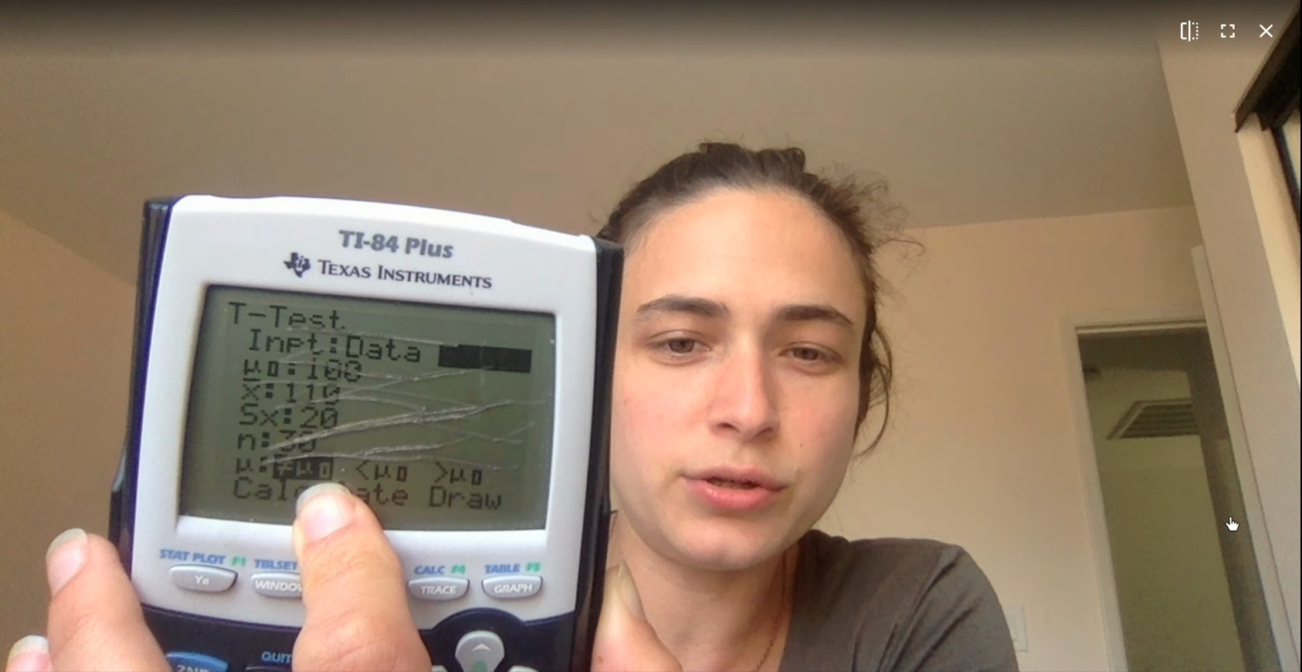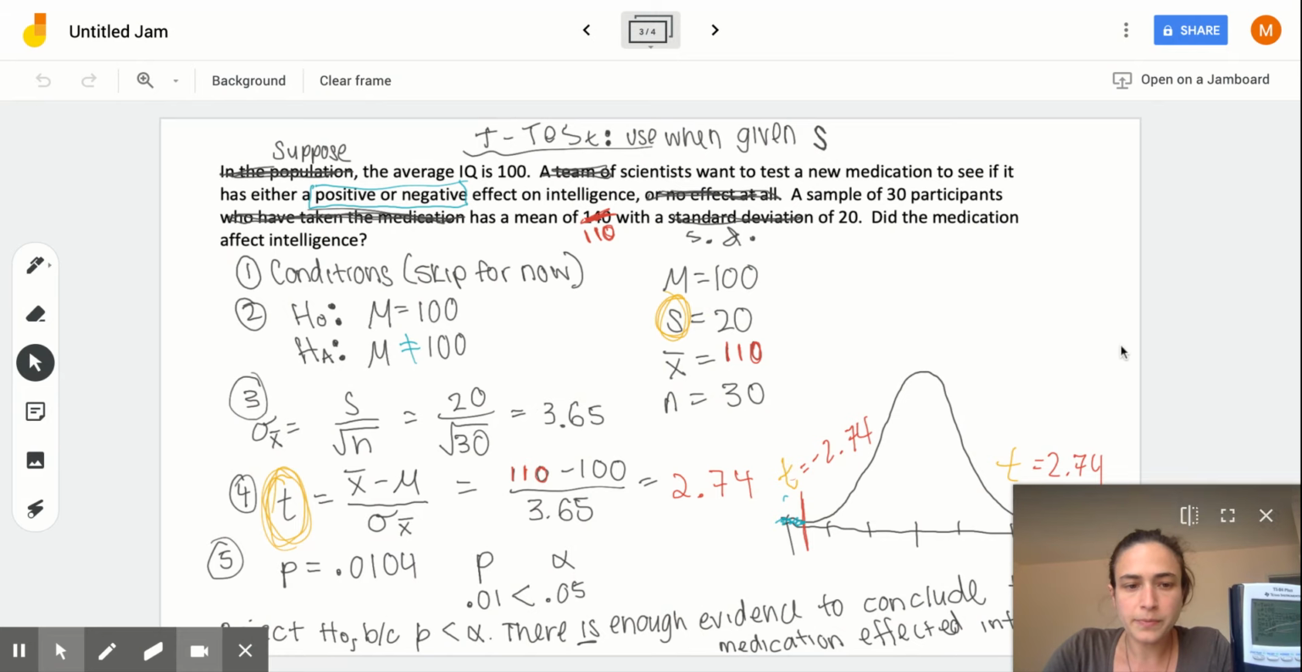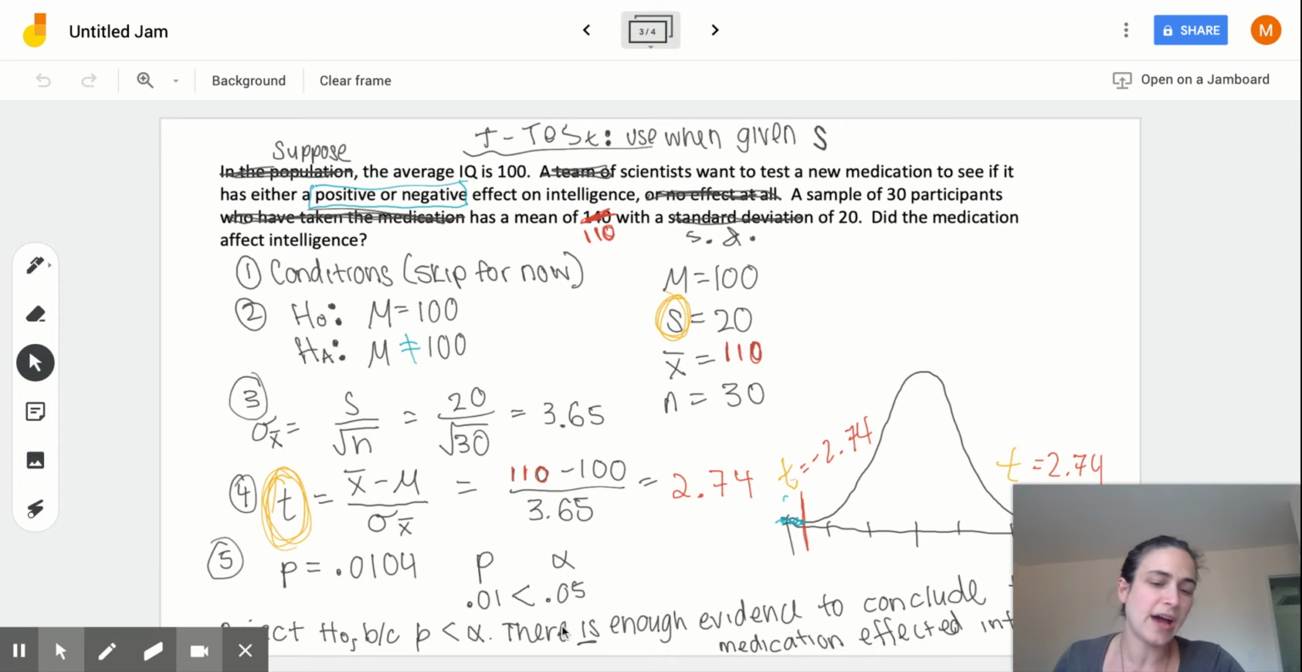So you just have to indicate which way the arrow is going. So if your alternative had a greater than, then you would go with the last option. If your alternative had a less than, you would go with that middle one, but ours has a not equal to. Press calculate, and that's going to give you the p-value. When it gives you the p-value, it's actually giving you the entire region. So it already added them together for you, so you don't have to do that. So just write that down. It says 0.0104, and I'm going to compare that to alpha.